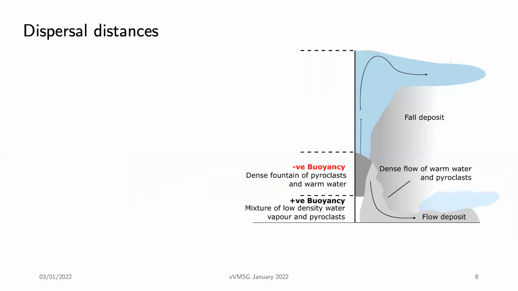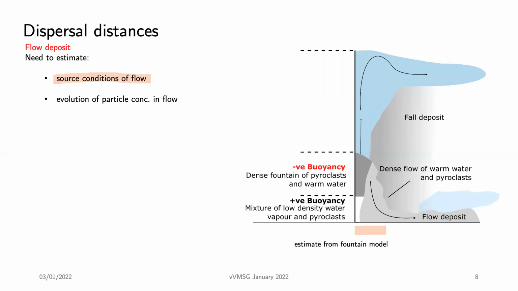So having identified the two primary modes of deposition, it's of interest to estimate the dispersal distance from such deposits. First, we'll consider the flow deposit formed as a result of the collapse of the eruption column. To do so, we must first estimate the source conditions of the flow. We can approximate the volume and buoyancy flux of the flow using the values obtained at the top of the fountain from the initial eruption column.